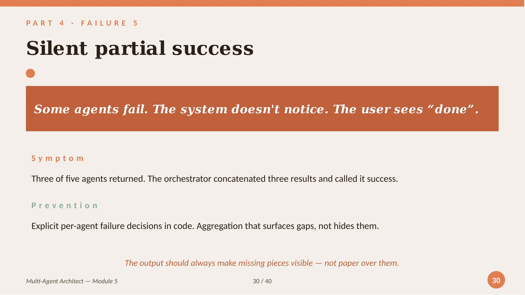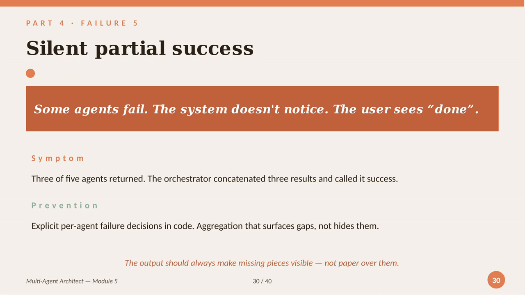Prevention. 2 parts. First, explicit per-agent failure decisions in the orchestrator's code. Don't have a generic skip failed agents fallback. Each agent's failure has an explicit handler: degrade, retry, abort. Second, aggregation that surfaces gaps loudly rather than hiding them.